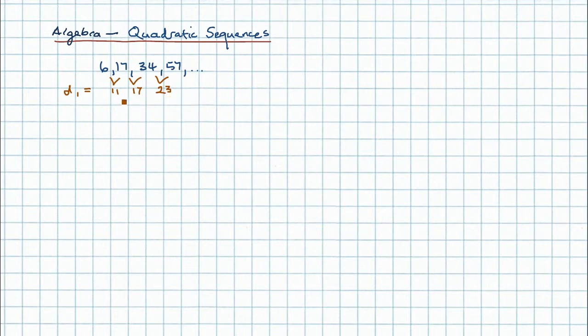So our second difference should be constant with a quadratic sequence. All right? So 17 minus 11 gives us a second difference of 6, so we'll call that d sub 2. And 23 minus 17 gives us a second difference of 6. And presumably if we continued the sequence, we would continue to get a second difference of 6. Now, all very interesting, but how does that help us find the term-to-term rule?